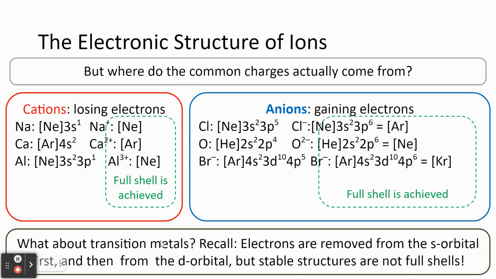So what about transition metals? Okay, transition metals, remember, have an s and a d orbital at the end of their electron configuration, but the electrons in the s orbital are always going to be removed before the electrons in the d orbital.